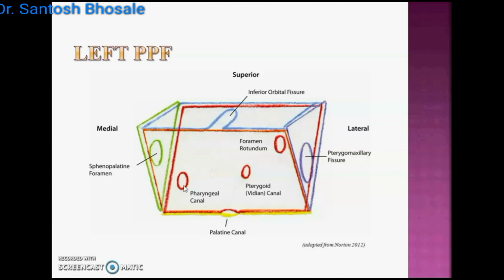From lateral to medial, you can see foramen rotundum, pterygoid canal, affecting the sphenoid bone, the greater wing of sphenoid, and the floor, palatine canal; roof, inferior orbital fissure; medial wall, sphenopalatine foramina. You can see the inferior orbital fissure there. So floor, greater and lesser palatine canals, and laterally the pterygomaxillary fissure. So these are the things you are seeing there.